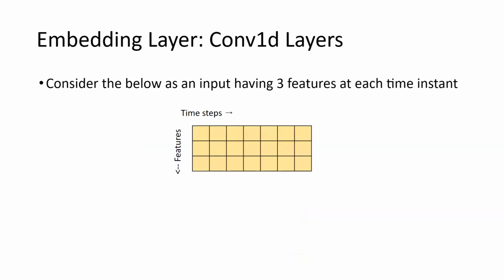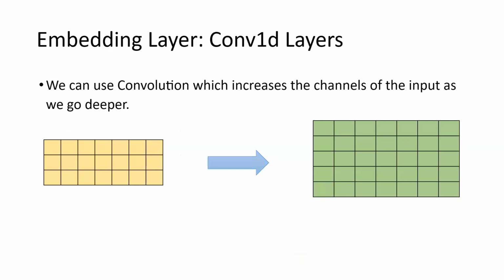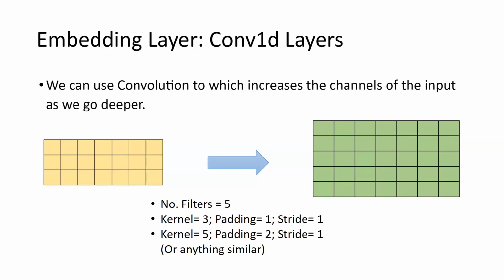So consider a very simple example where you have three features. In our case, you have 28, but consider a very simple example where you have three features and you have like 7 time steps. You can increase that to 5 features by using a convolutional neural network, having 5 sets of filters. And there can be different settings of kernels and paddings and strides that you can experiment with.